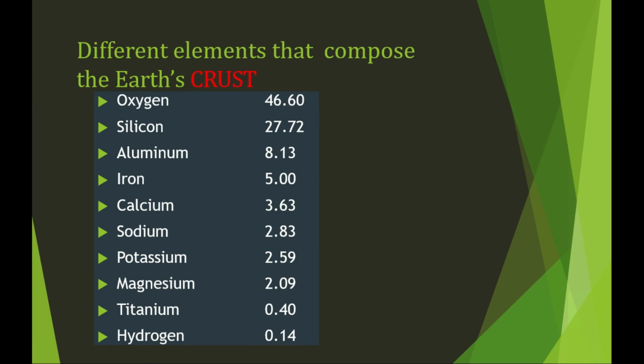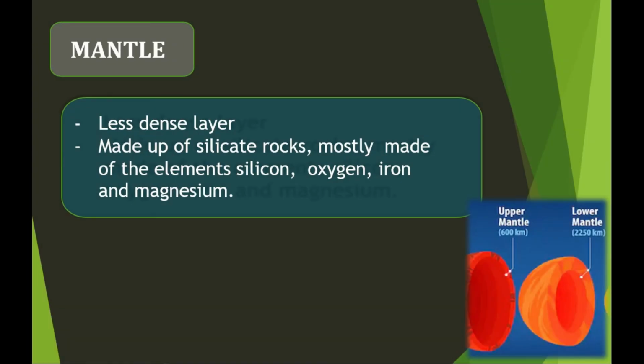Okay? So, there are different elements now that compose the Earth's crust. So, here is the list. So, it's oxygen, silicon, aluminum, iron, calcium, sodium, potassium, magnesium, titanium, hydrogen, and many others. So, these are just a few of those elements that compose our Earth's crust. So, there are a lot, but we're not going to memorize it all. This is just to give you an idea na ito yung mga elements na makikita natin sa ating Earth's crust. So our mantle is less dense layer of our Earth, made up of silicate rocks, mostly made of the elements silicon, oxygen, iron, and magnesium.